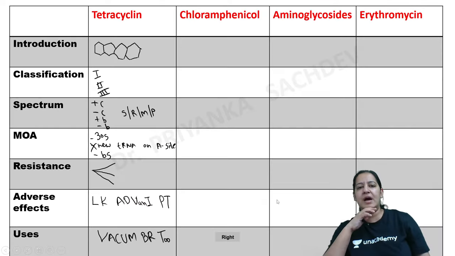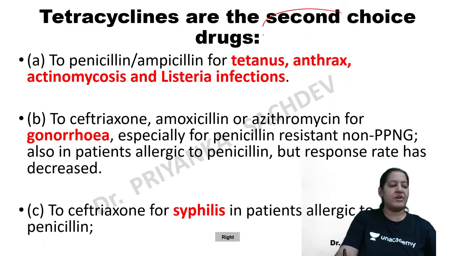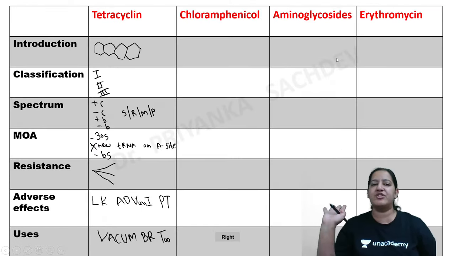Right? So we are done. And this is the first choice, where tetracycline is the first drug of choice. Now there is a list in which tetracycline is the second drug of choice. But I am not giving you this list. You will get confused. First choice is more than sufficient for MCQs.